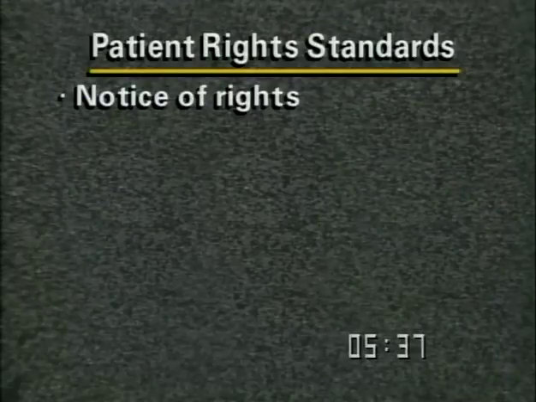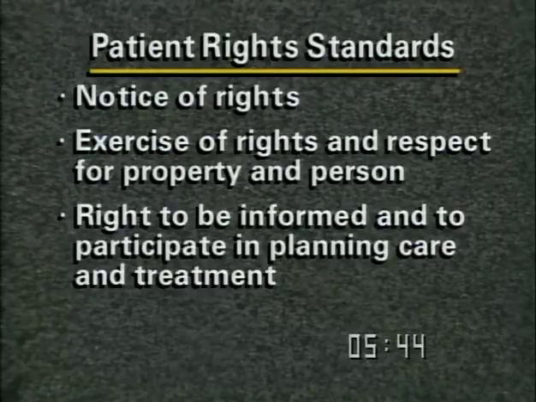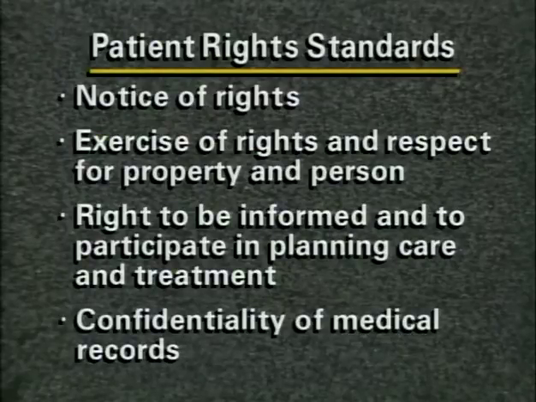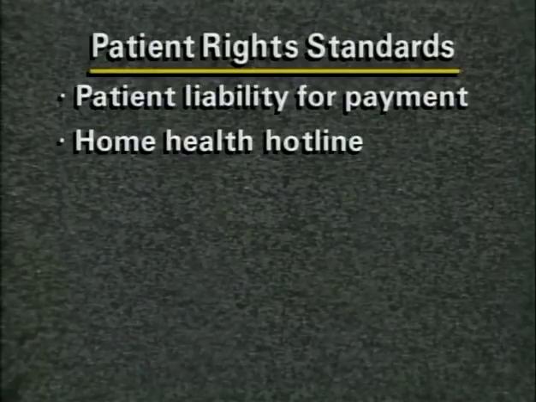The 6 standards contained in OBRA 87 detail the rights of the patient of a home health agency. The standards cover these areas: notice of rights, exercise of rights and respect for property and person, right to be informed and to participate in planning care and treatment, confidentiality of medical records, patient liability for payment, and the home health hotline.